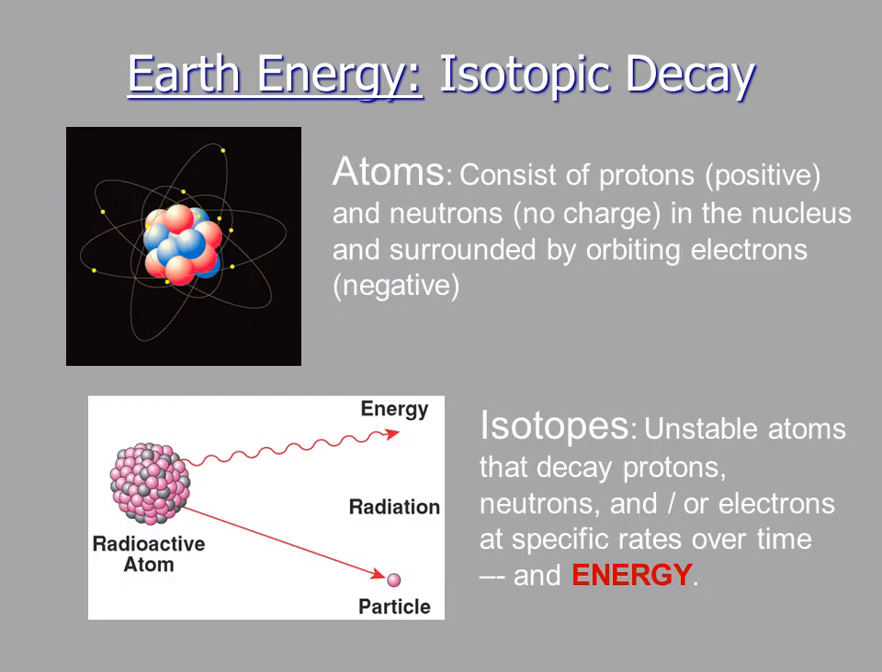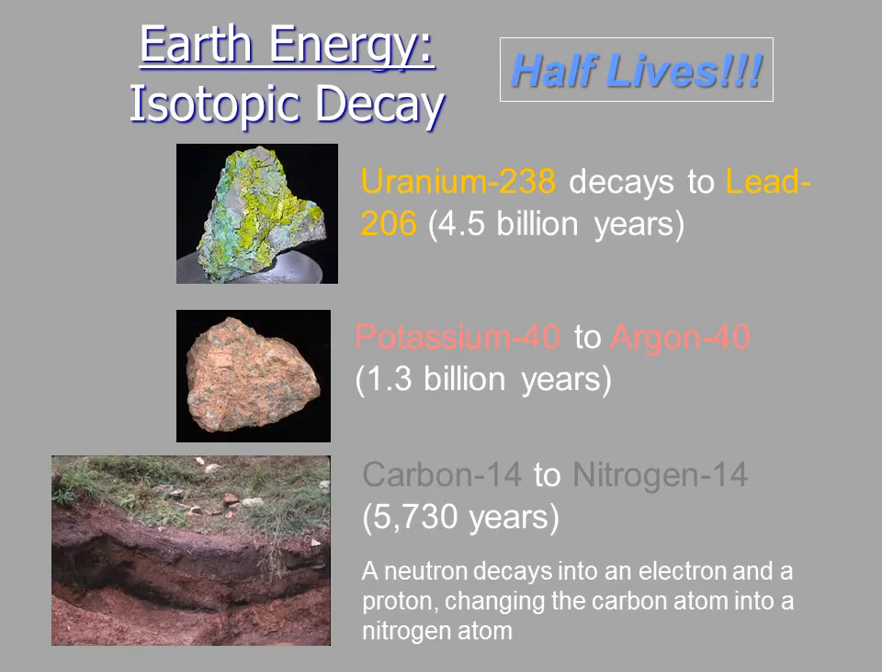Atoms consist of protons, which are positive, neutrons, which don't have any charge, and they're surrounded by negative electrons, and they spin around. What will happen is isotopes are when unstable atoms decay: protons break down, they pop off an electron and some radiation in the process, and they form neutrons, okay? And they change the atom. You use this to date rocks.